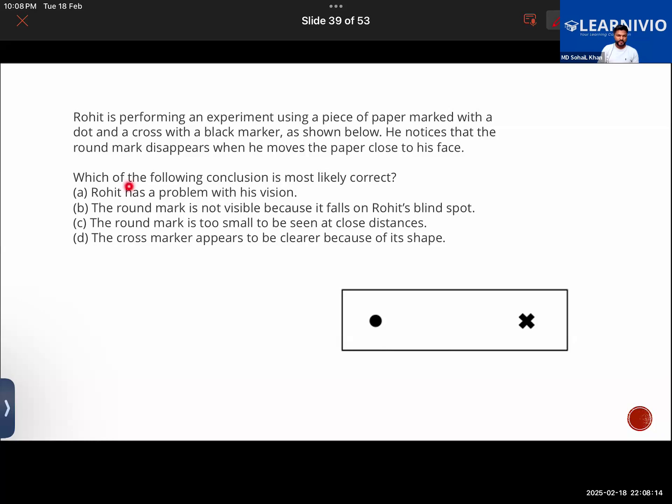Ibrahim, do one thing, read the question aloud. Rohit is performing an experiment using a piece of paper marked with a dot and a cross with a black marker, as shown below. He notices that the round marker disappears when he moves the paper close to his face. Which of the following conclusions is most likely correct? So what do you think? The round mark is not visible because it falls on Rohit's blind spot. Exactly.